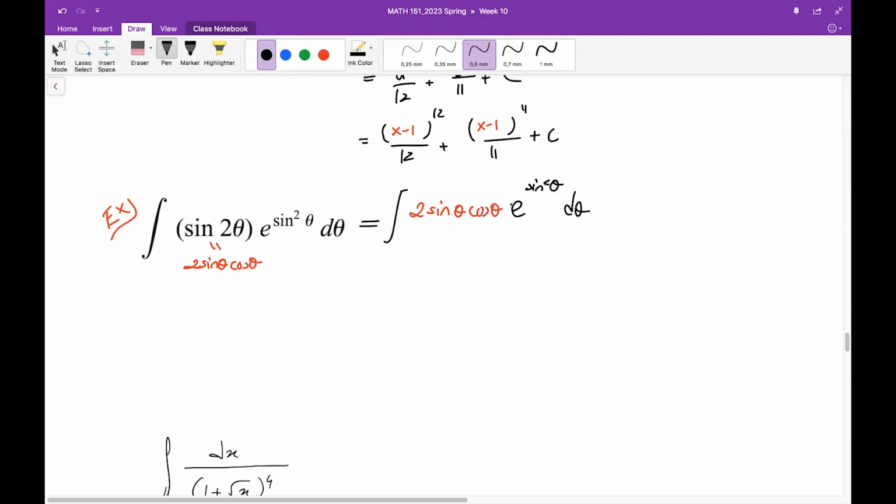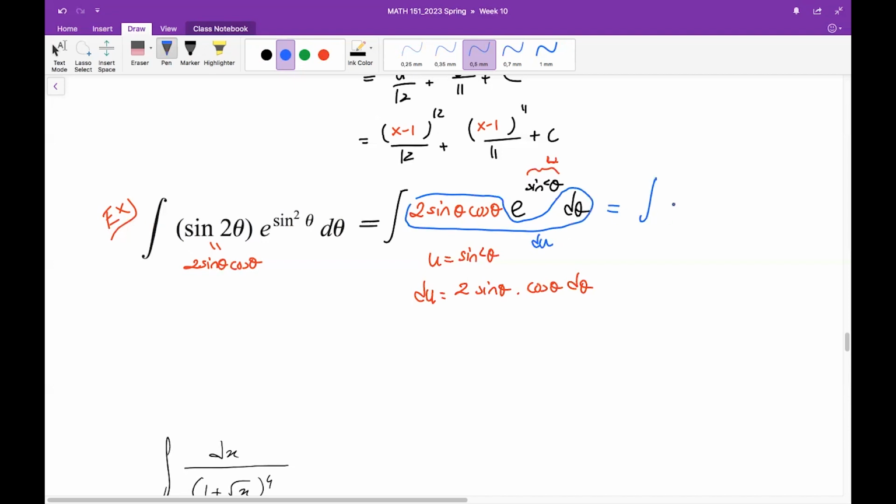We need to choose some substitution so that the whole remaining parts will appear in du. Obviously, you can see it after a few seconds that you should choose this part as u because take the derivative. 2 times sine theta times the derivative of the inside part. Derivative of sine is cosine. Don't forget to put this. See, if you choose this part as u, the whole remaining part becomes du, which is a very nice thing for us. So the integral is transformed to e to the power u du. That's it. That's simple. You know how to integrate it.